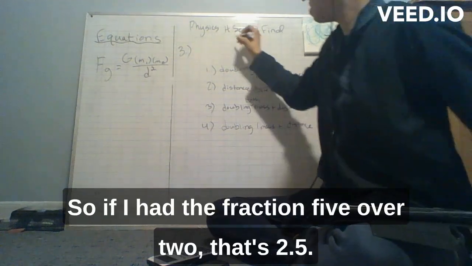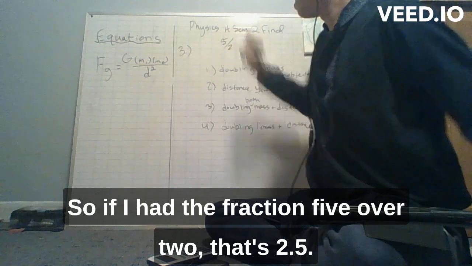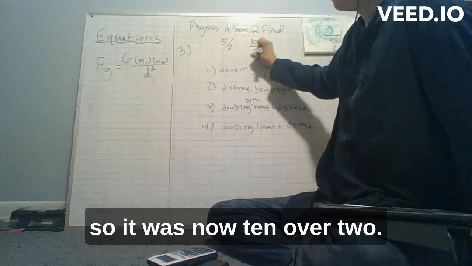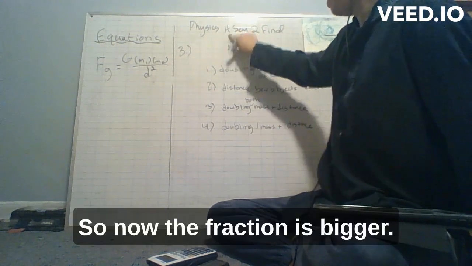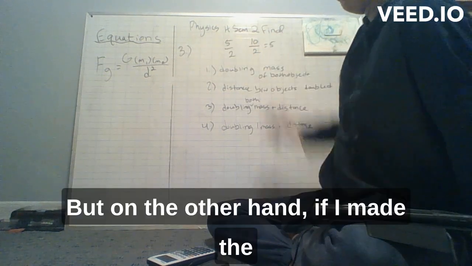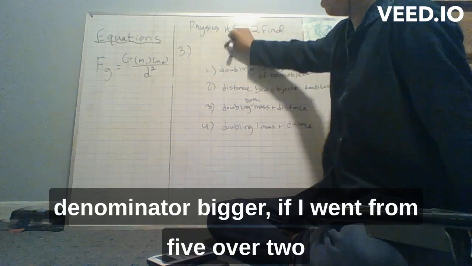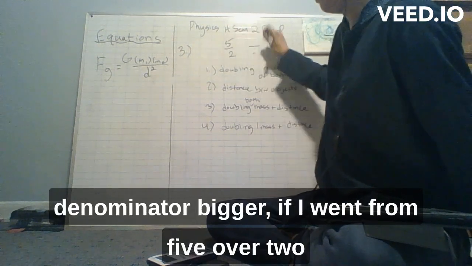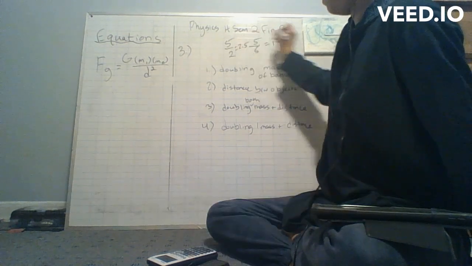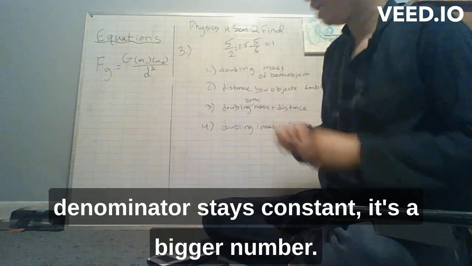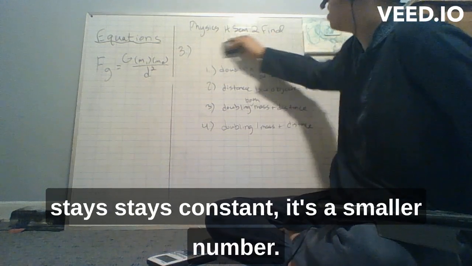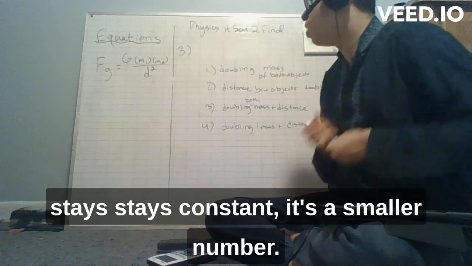So if I had the fraction 5 over 2, that's 2.5. Now if I made the numerator bigger, so it was now 10 over 2, the fraction is bigger. But on the other hand, if I made the denominator bigger, if I went from 5 over 2 to 5 over 5, my number got smaller. So if the numerator increases while the denominator stays constant, it's a bigger number. If the denominator increases while the numerator stays constant, it's a smaller number.